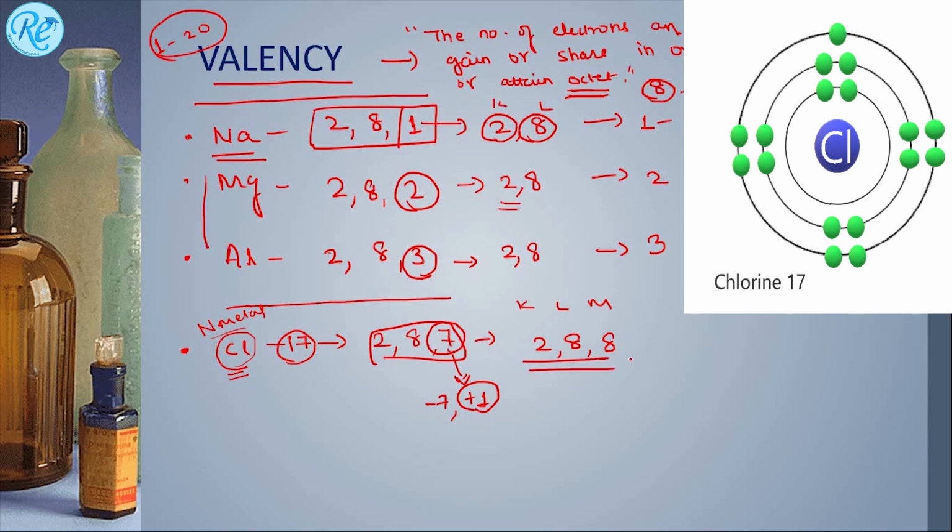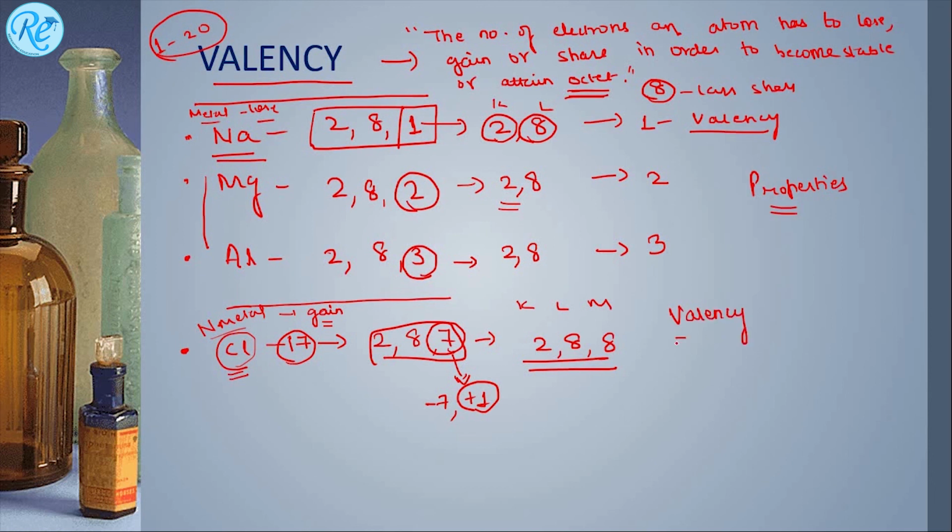So non-metals have the tendency to gain electrons to become stable, and metals have the tendency to lose electrons to become stable. After gaining 1 electron, it becomes stable. And so the valency of chlorine is -1, because it has gained a negative charge. Now, if this part is clear, you'll clearly understand the trends in the modern periodic table.